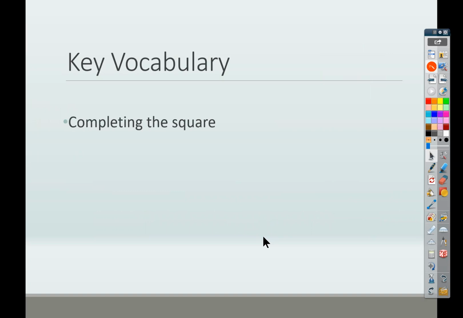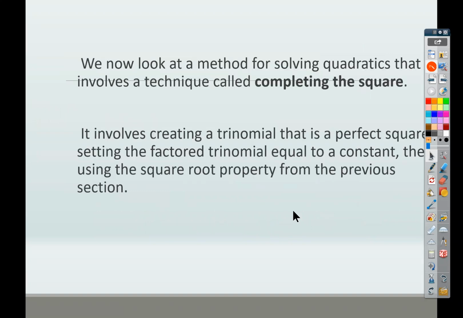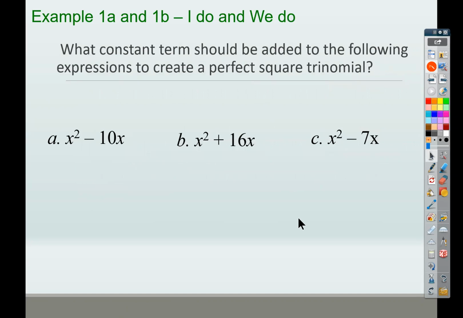So what does it mean to complete the square? I'll show you. We now look at a method for solving quadratics that involves a technique called completing the square. It involves creating a trinomial that is a perfect square, setting the factored trinomial equal to the constant, then using the square root property from the previous section. So let me show you how to do it.